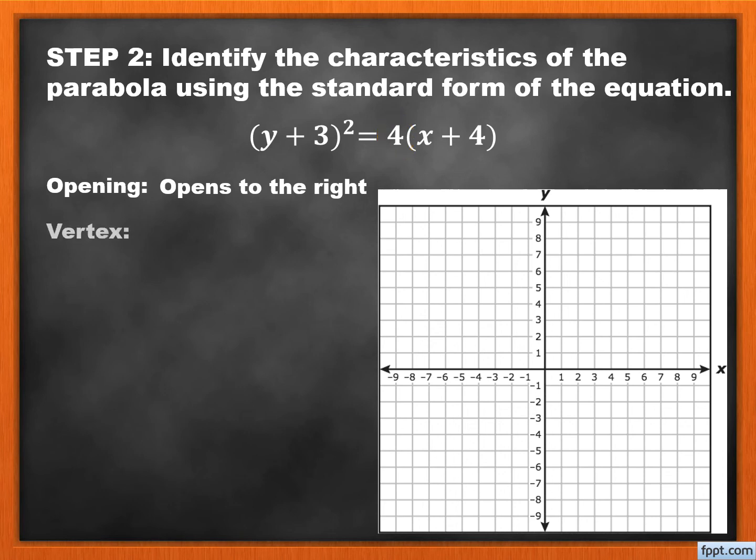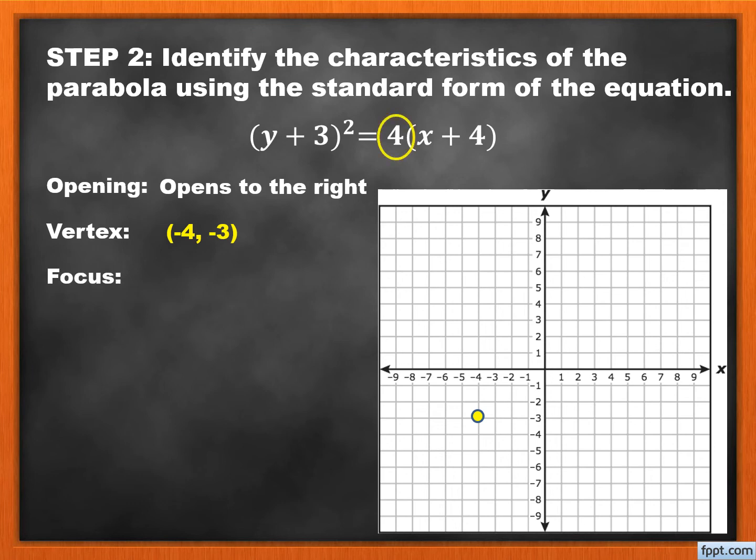For the vertex, that is our h, and this is our k. Remember that h comes after x and k always comes after y. Therefore, our vertex is at (-4, -3). And in our Cartesian coordinate plane, that is our vertex.